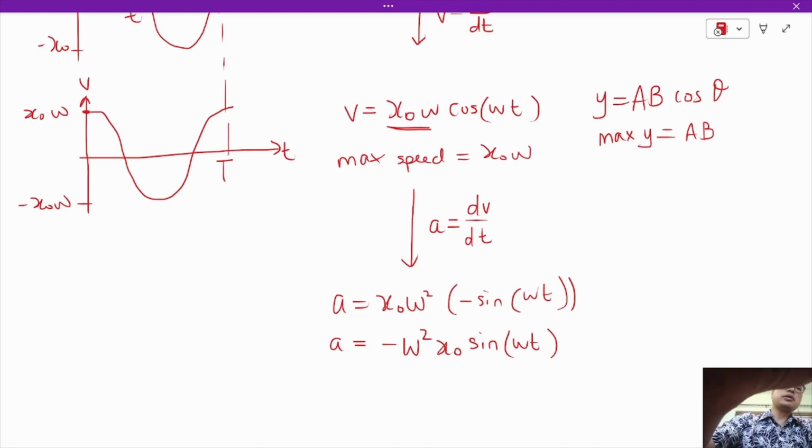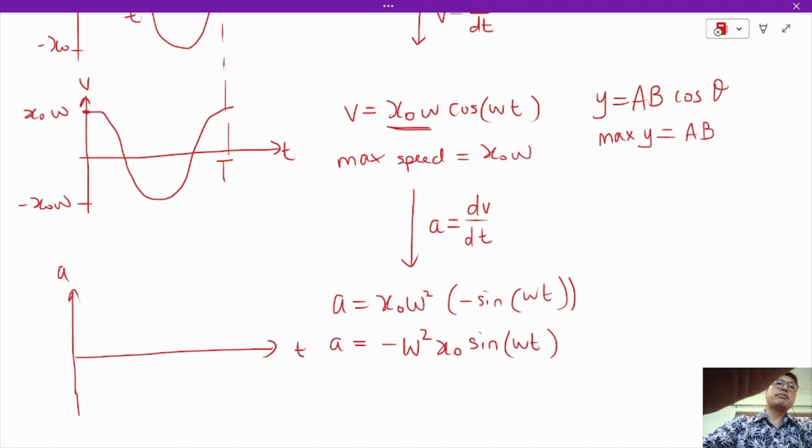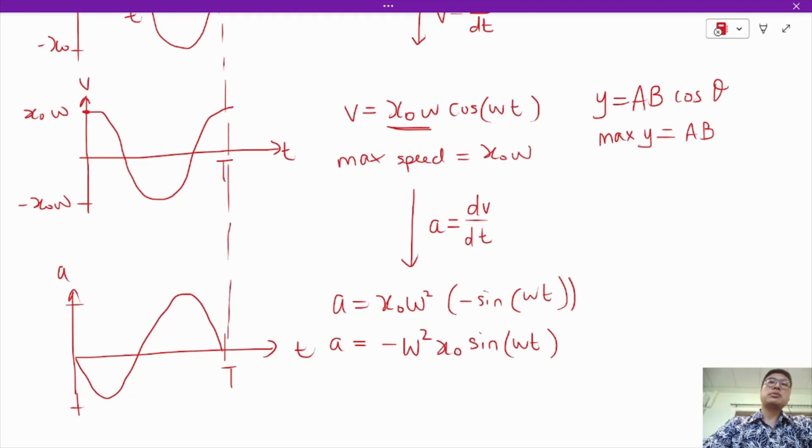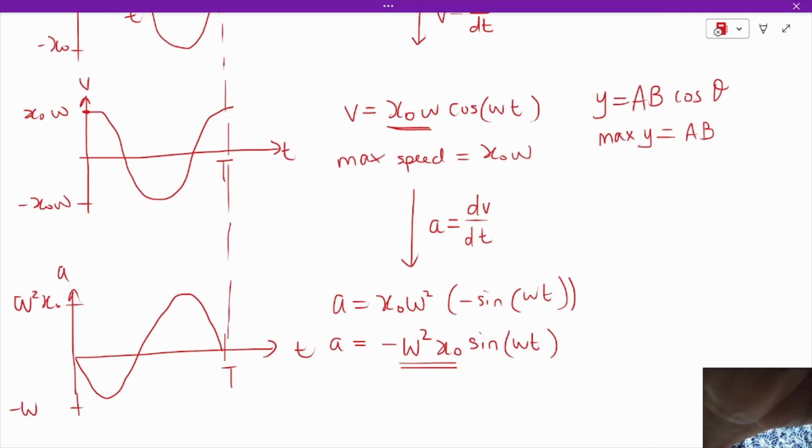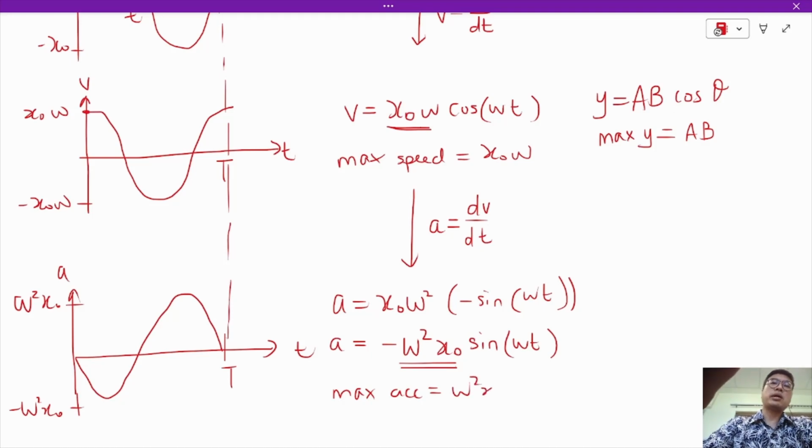So if we draw the acceleration graph with time, we are going to get a negative sine graph, and the period remains the same at T. But what about the maximum and minimum values? Well, the maximum and minimum values are given by the coefficient, which means that this will be omega squared x naught and negative omega squared x naught over here. So the maximum acceleration will be equal to omega squared x naught.